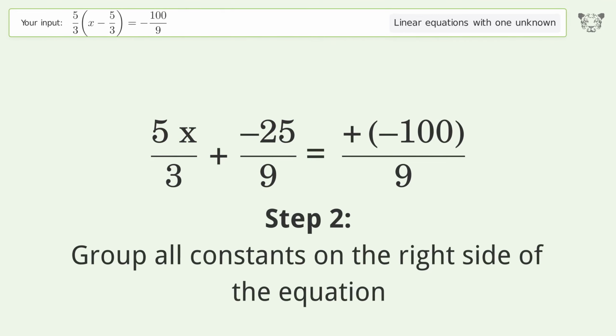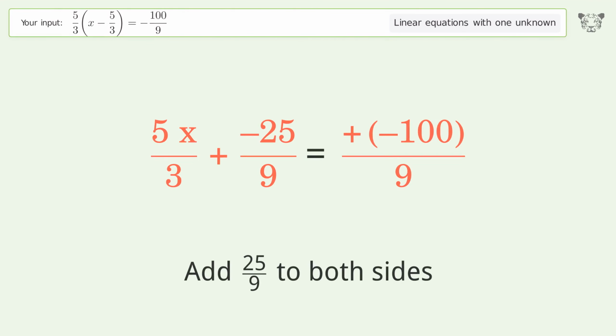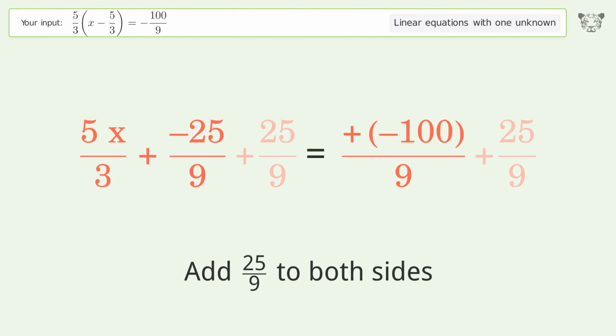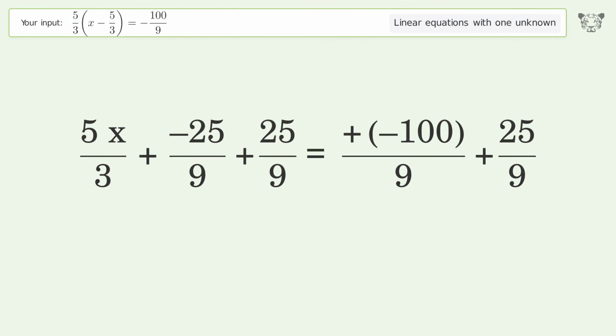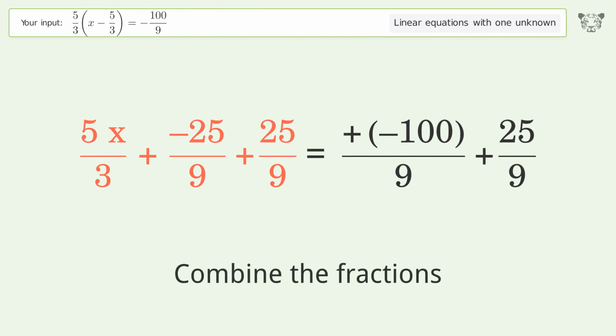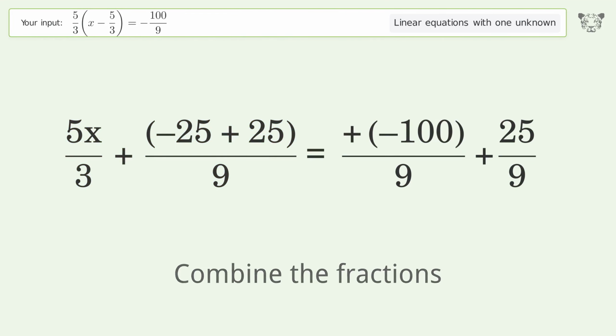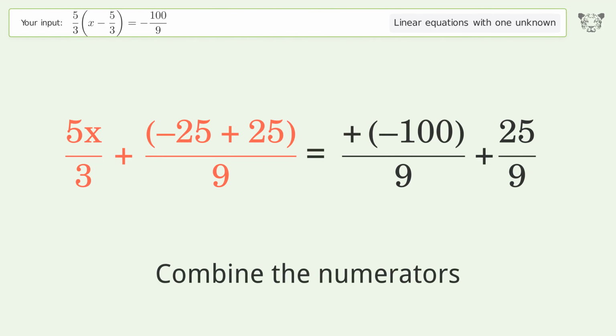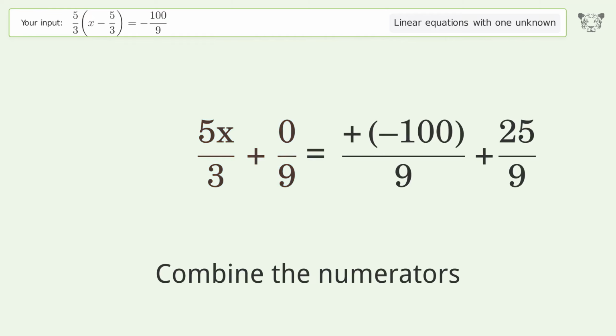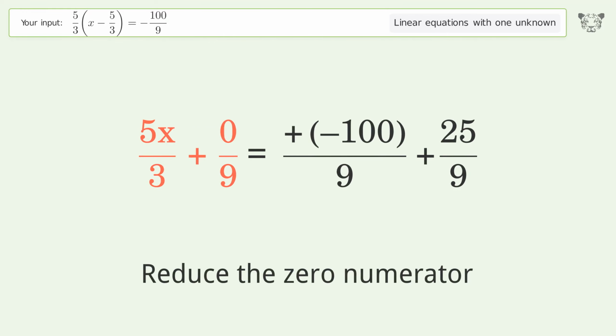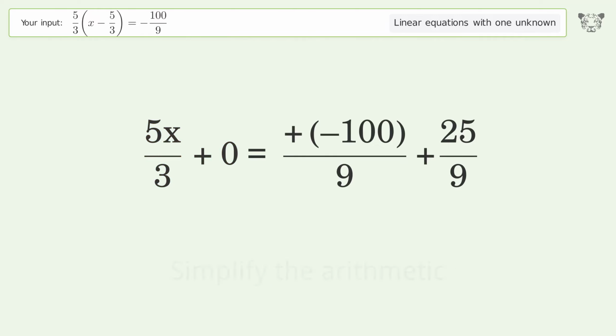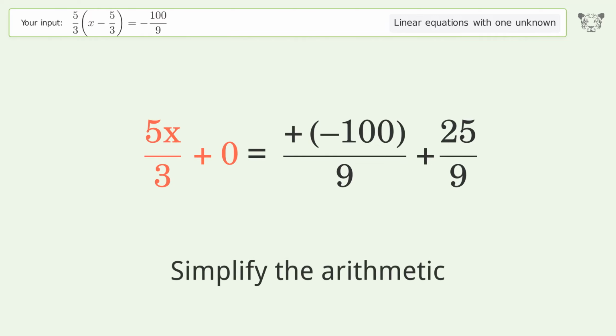Group all constants on the right side of the equation. Add 25/9 to both sides. Combine the fractions. Combine the numerators. Reduce the zero numerator. Simplify the arithmetic.